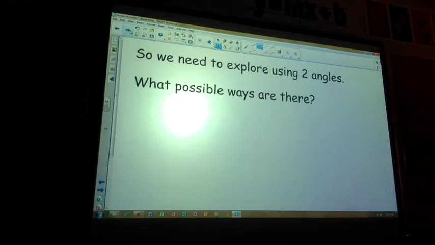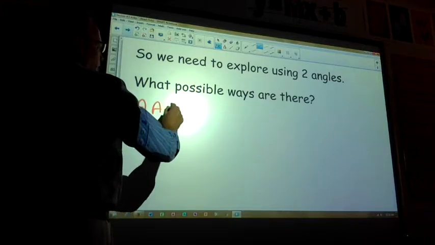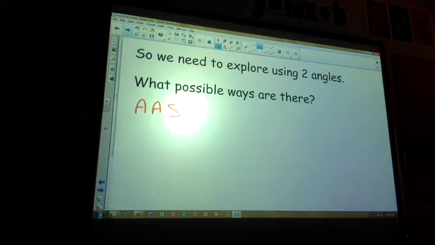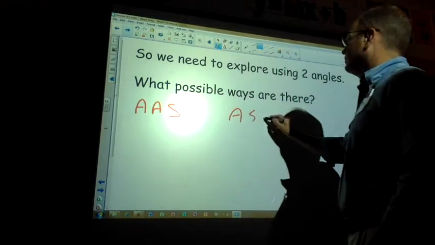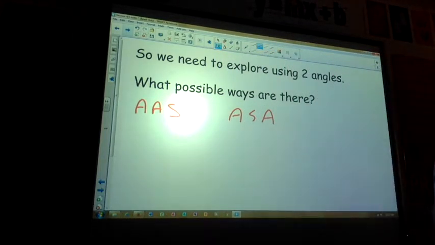Okay, we need to explore two angles. What possible ways are there? Well, we're going to look at angle angle side, that works. And then we have angle side angle. So both of those ways are going to be legitimate ways to work. Having two angles with the non-included side, or having two angles with the side between them, will conclude.